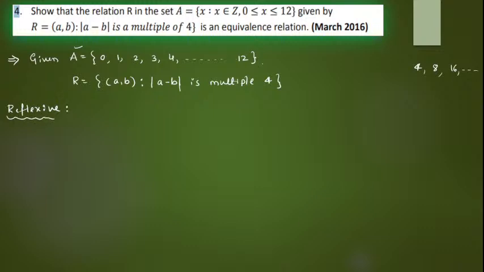Reflexive condition means, for example, 0 comma 0, 1 comma 1, 2 comma 2, 3 comma 3, all these ordered pairs must be present in your relation R.